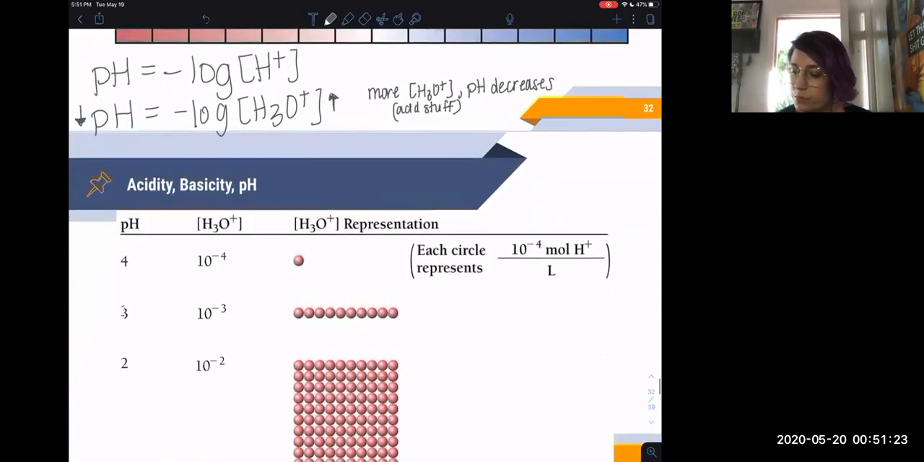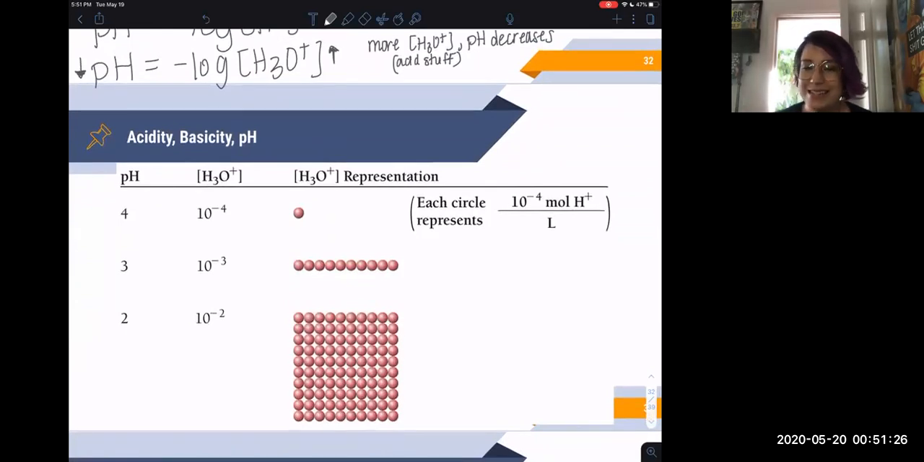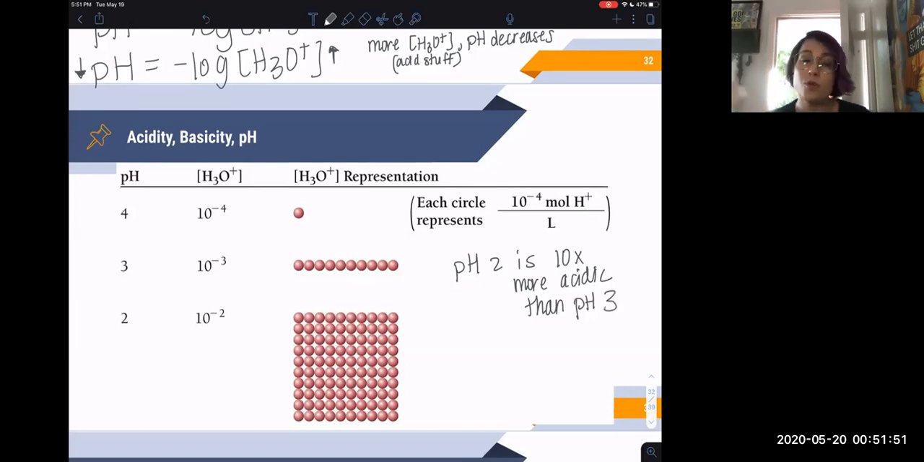So pH is a base 10 scale. This is kind of like the earthquake Richter scale. A pH of 2 is 10 times more acidic than a pH of 3. So if you're moving on the pH scale, that's not just one little piece. That's a lot. It's a lot of hydroniums that you're adding in there.